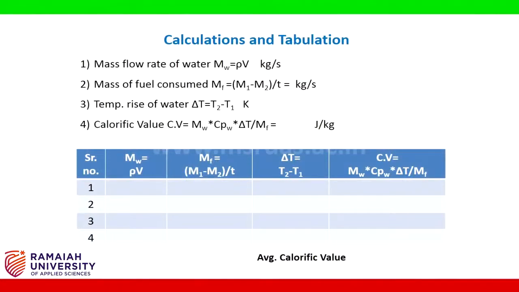Calculate to estimate the calorific value as follows. Mass flow rate of water Mw equals rho V in kgs per second. Mass of fuel consumed Mf equals M1 minus M2 by T in kgs per second. Temperature rise of water delta T equals T2 minus T1 in Kelvin. Calorific value Cv equals Mw into Cp into delta T by Mf in joules per kg. Tabulate the values in the following table for all the trials conducted. Finally, estimate the average value of calorific value.